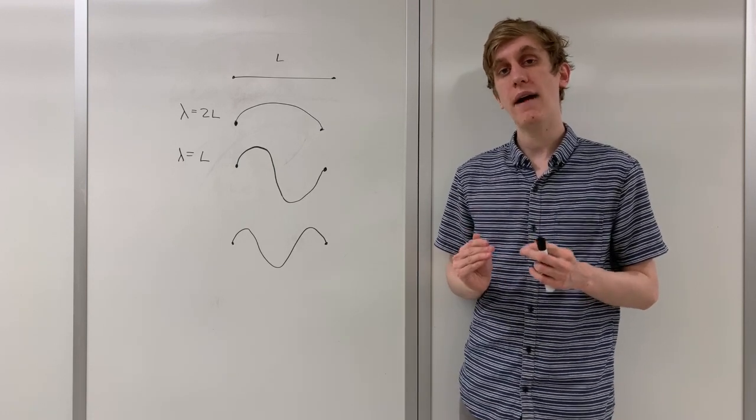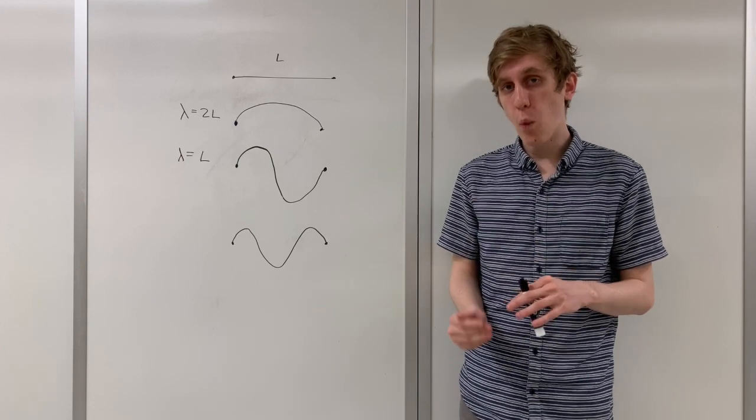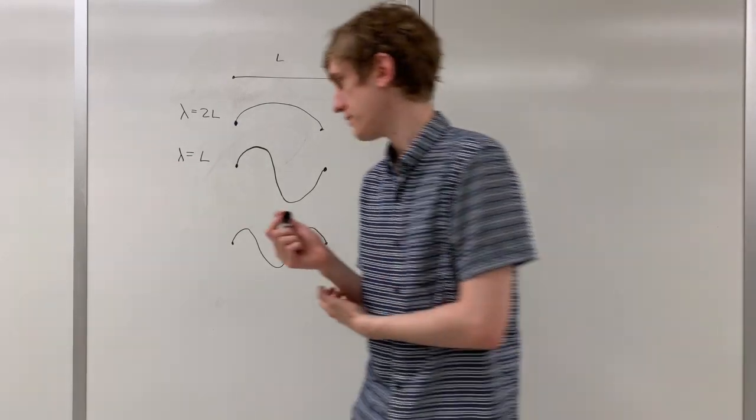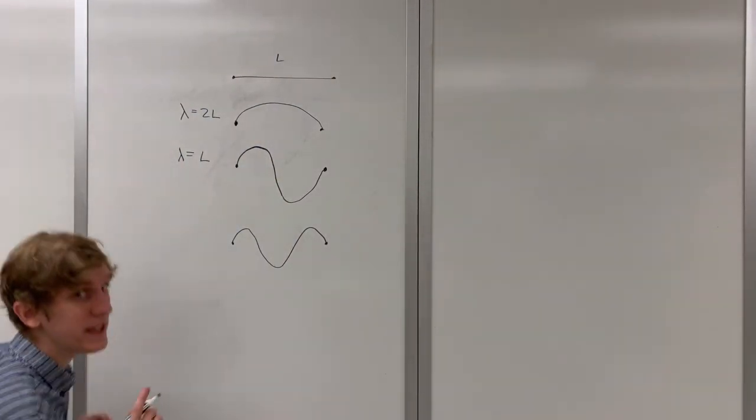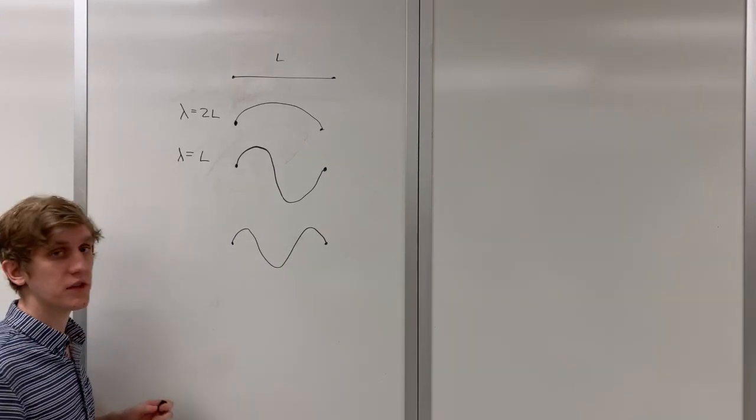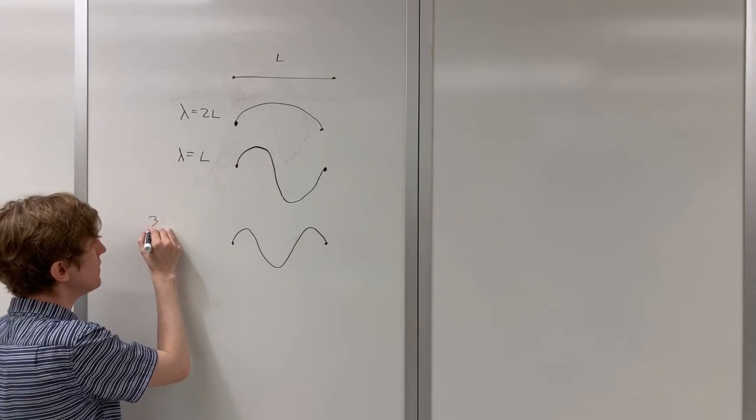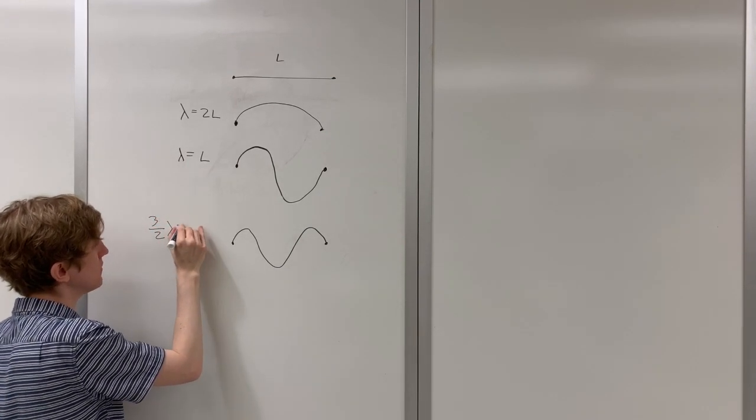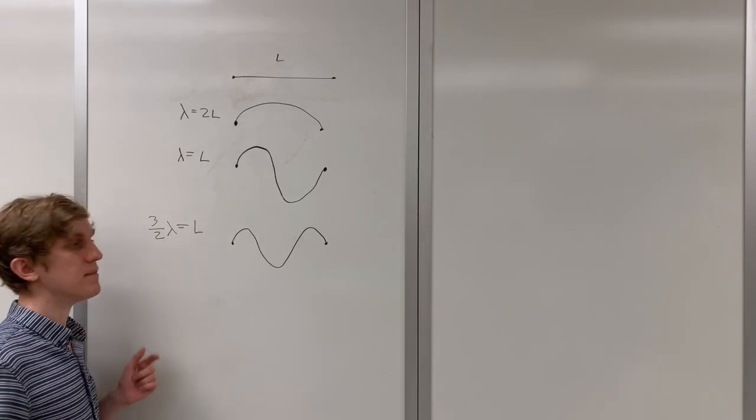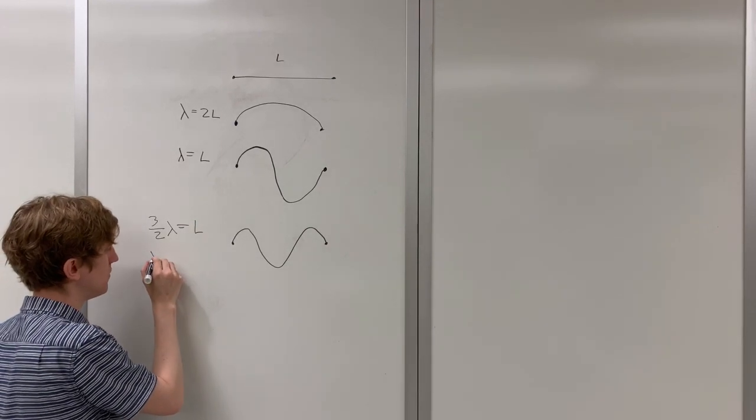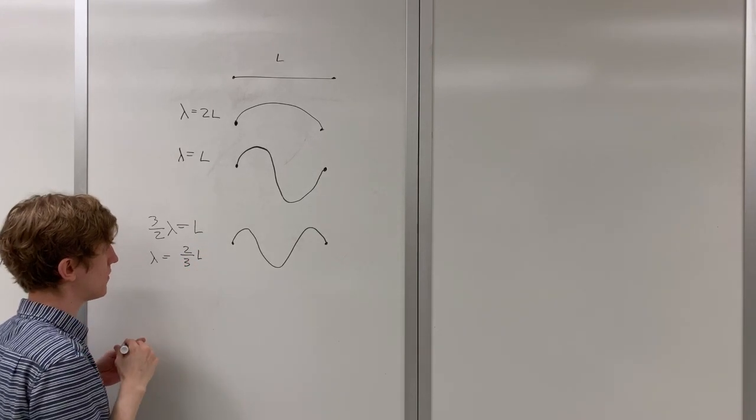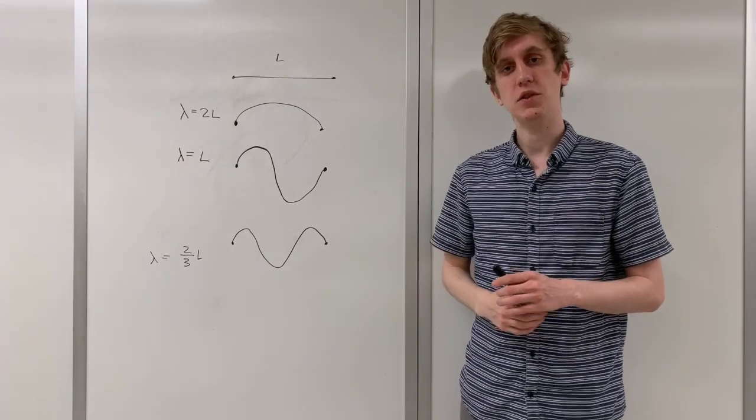So if we have 1.5 wavelengths on the string, what is the wavelength of the wave? The easiest way to do this is just to write it out. As we said, 3/2 of a wave is equal to the length of the string. If we want to then solve for the wavelength, we just divide by 3/2. So the wavelength of this wave is 2/3 L.